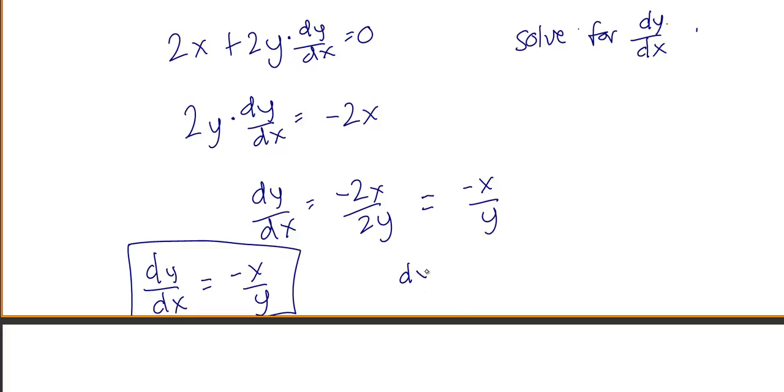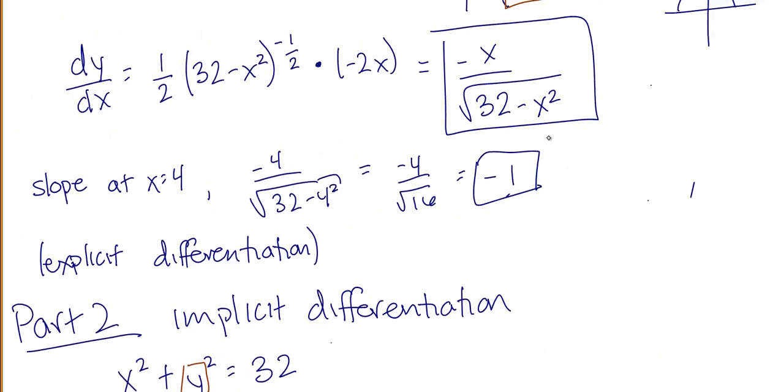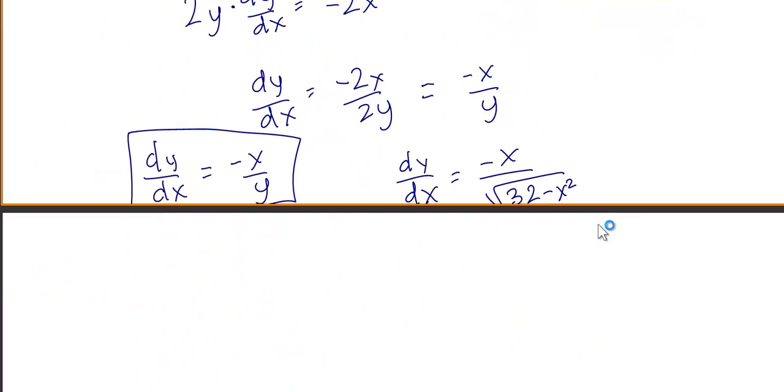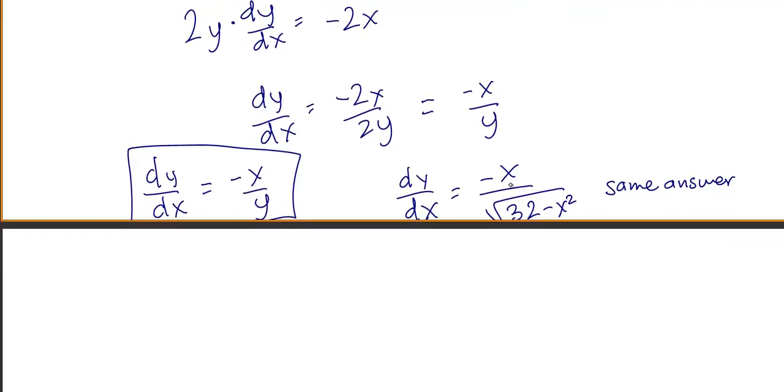So I could say dy/dx is equal to negative x over, now if I take y from up above, y was the square root of 32 minus x squared. Look up above. That's the same thing we got for dy/dx up above. Okay. Notice it gives us the same answer. But we don't usually actually have to do that. That's unnecessary to do that actual step. Instead, we'll just stick with dy/dx equals negative x over y.